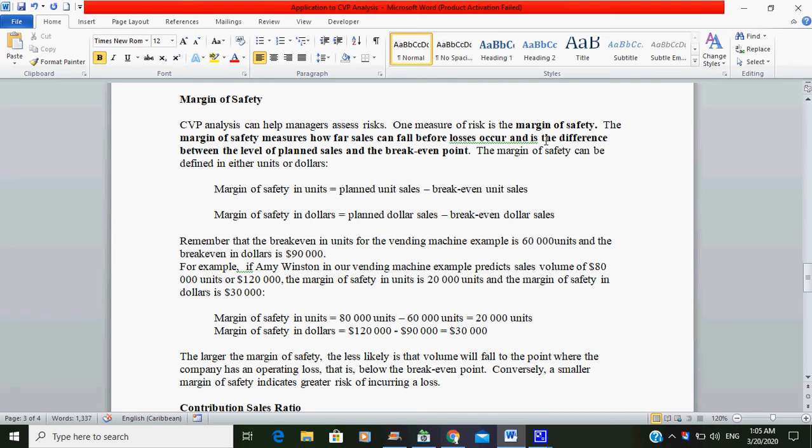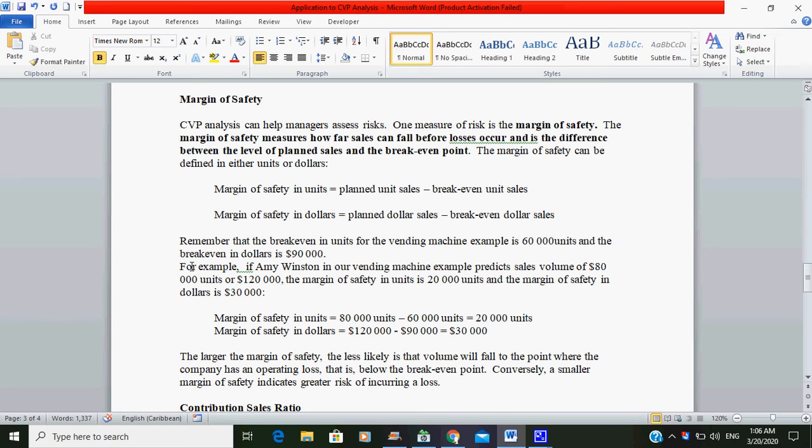The margin of safety can be defined in either units or what? Dollars. Margin of safety in units is equal to planned unit sales minus what? Break even unit sales. Margin of safety in dollars is equal to planned dollar sales minus what? Break even dollar sales. Remember that the break even in units for the vending machine example was originally what? 6,000 units, and the break even in dollars was originally $90,000, right?